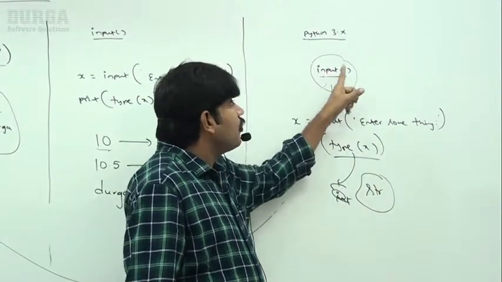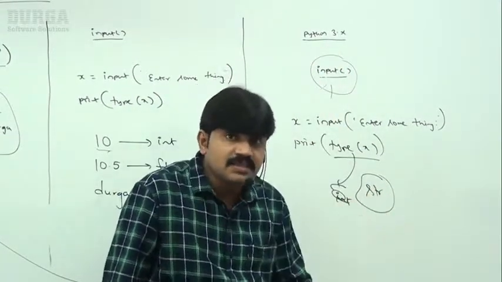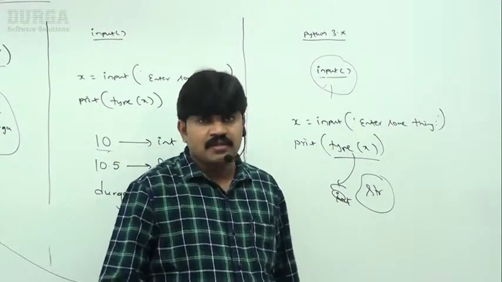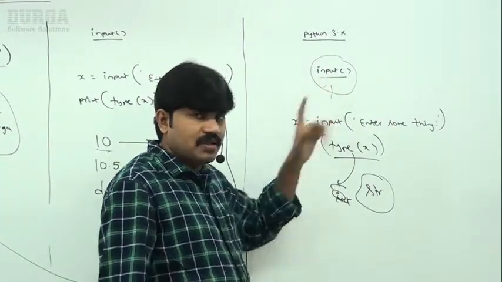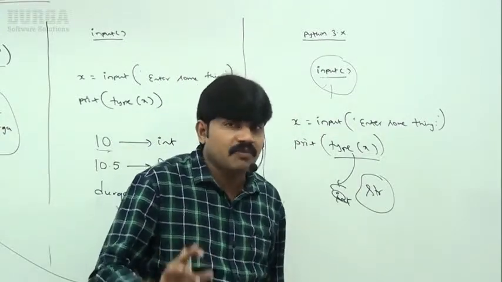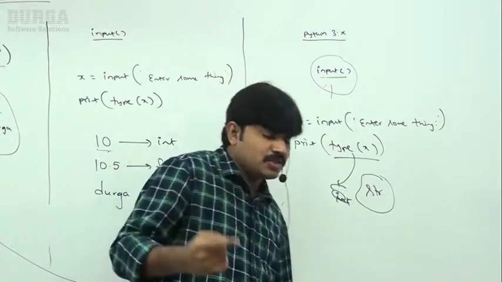The input function in Python 3.x is exactly the same as the raw_input function in Python 2.x. The return type of the input function is always str type. If you want any other type, compulsorily we have to perform typecasting functions. Okay, let me execute this small code, sir.